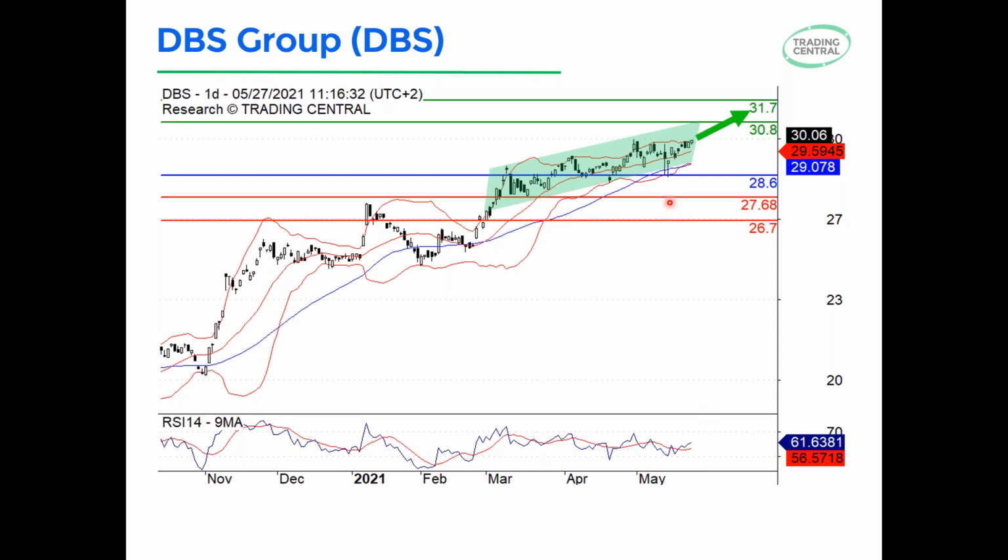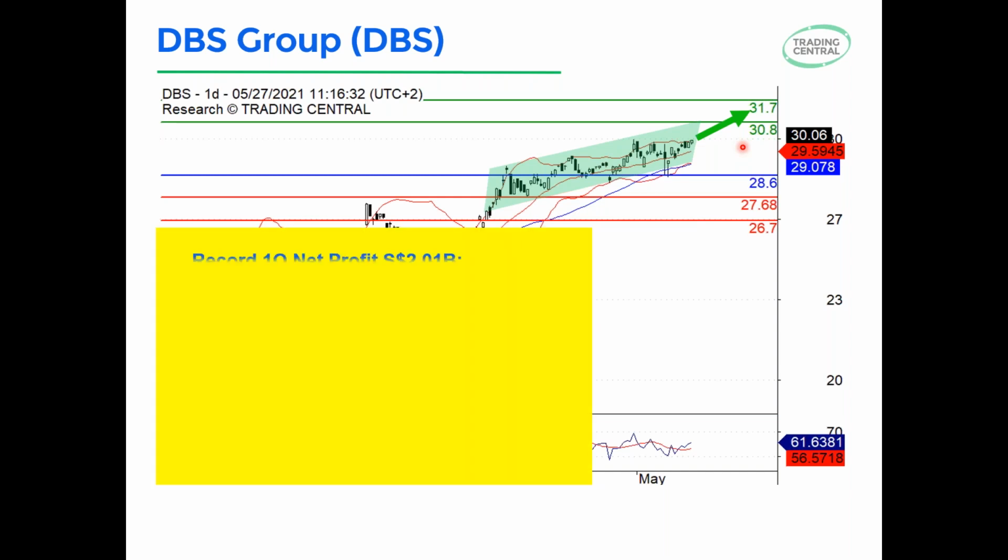And I do not see any signal of reversing at the moment. In normal terms, we say there's no sign of fatigue for this stock at the moment, still running very strong. Okay, I have tightened the key support to 28.6 Singapore dollars. Upside we are looking at 30.8, 31.7. High chance, very high chance.